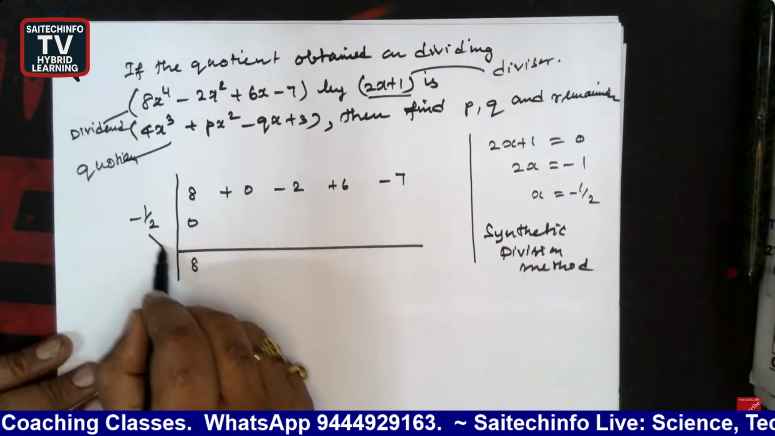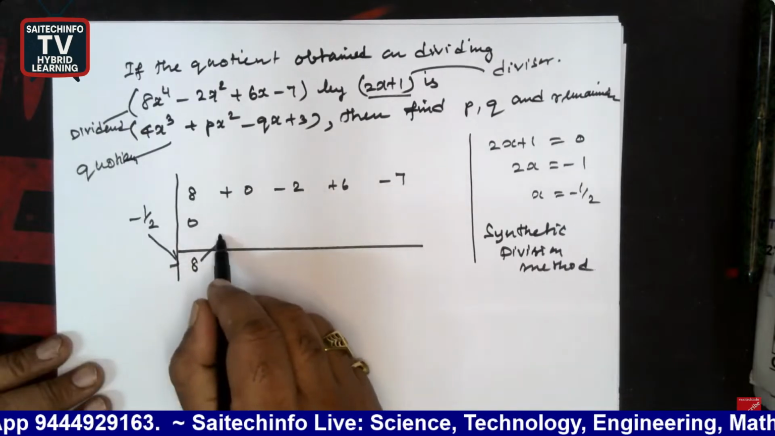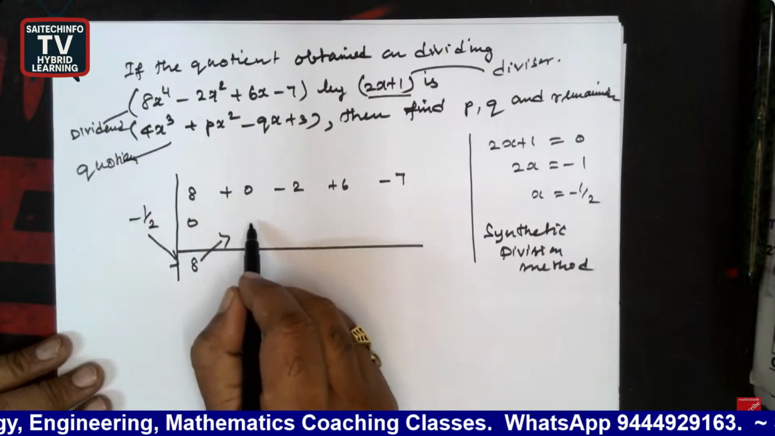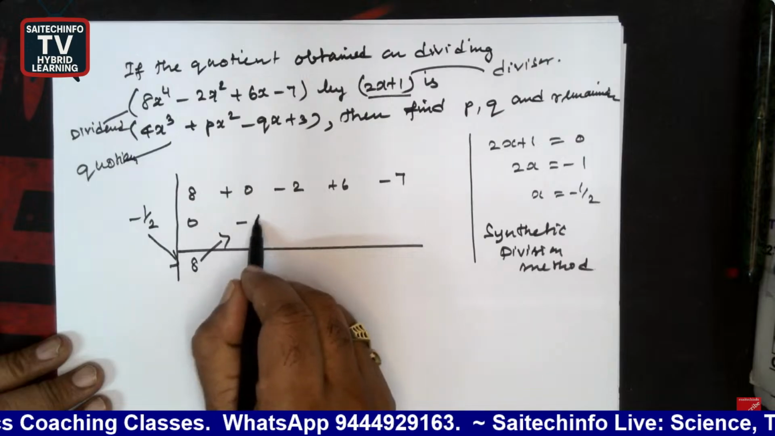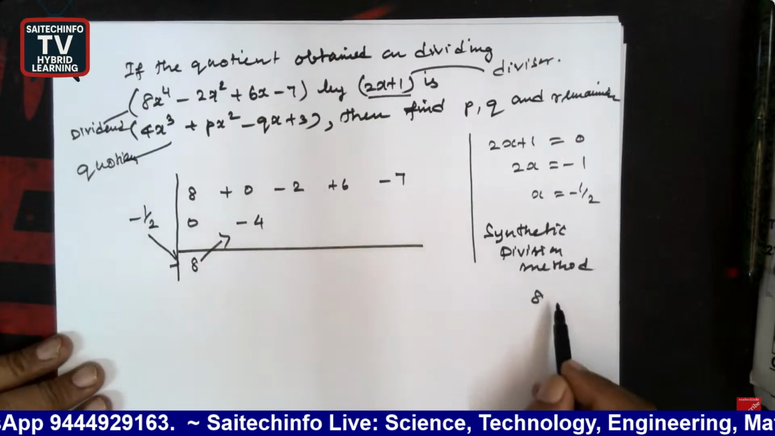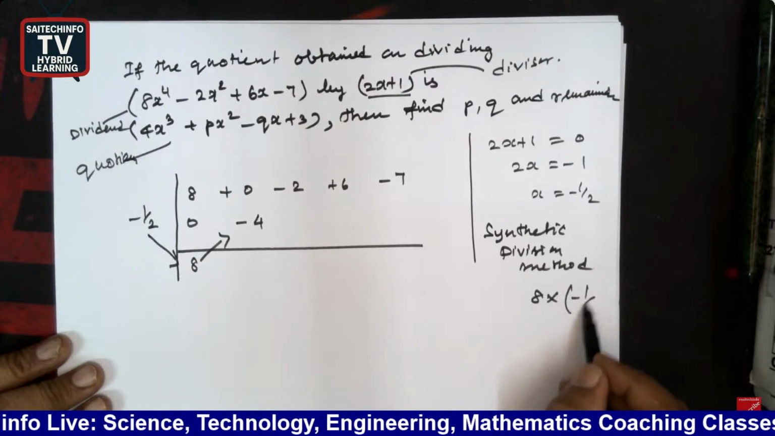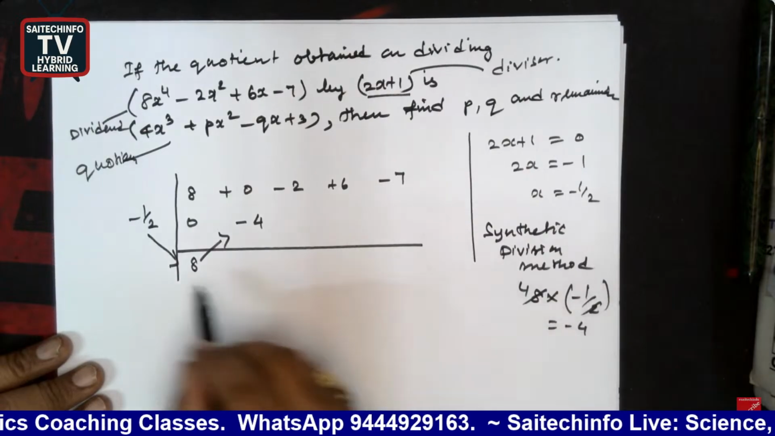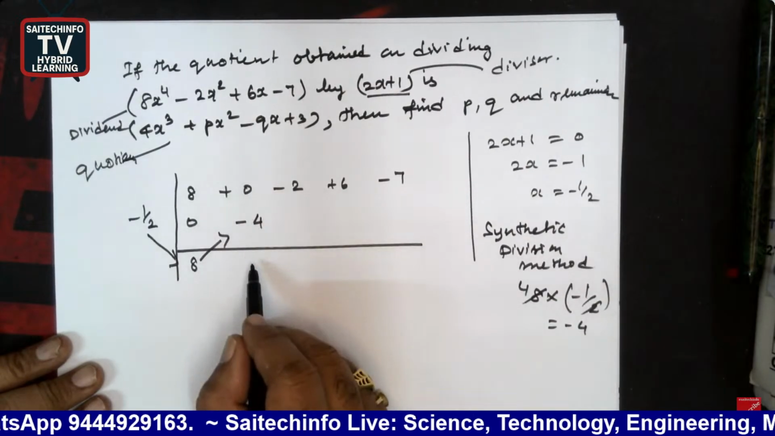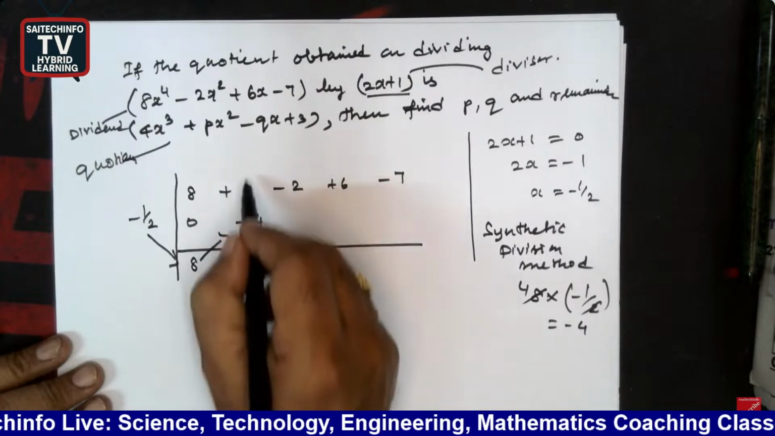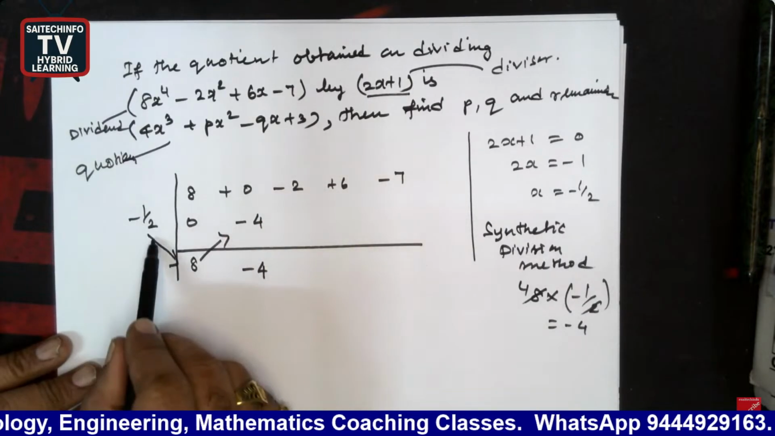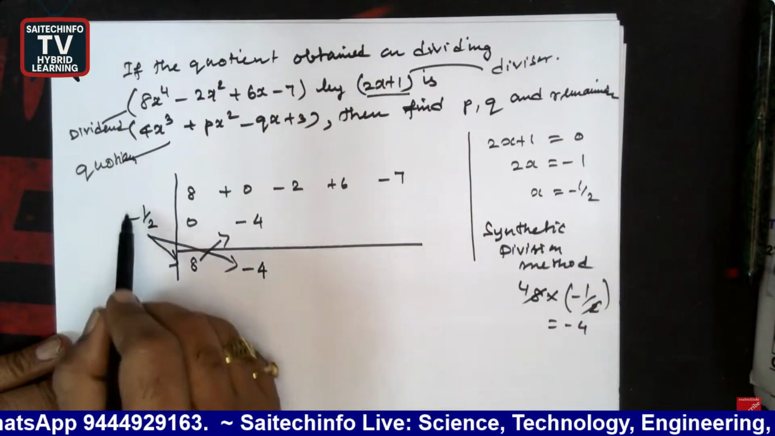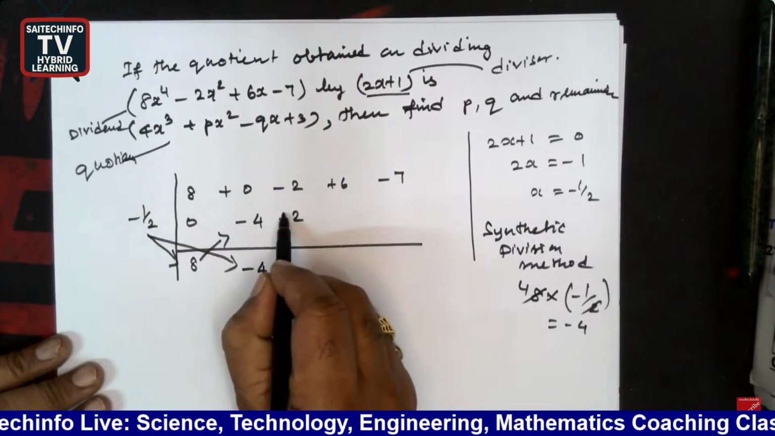Then you have to multiply this. So 8 into minus half, how much? Minus 4. Is it not? 8 into minus 1 by 2 means 4 times. So 4 into minus 1, minus 4. So put minus 4, then you can add these two. So minus 4. Then again you have to multiply. So minus of minus 4 into half, 2. So this is plus 2.